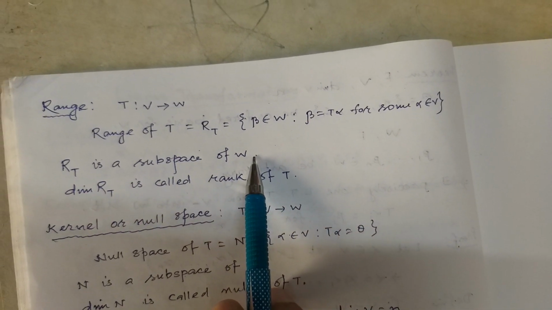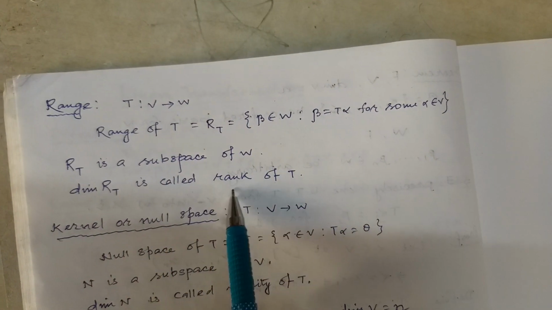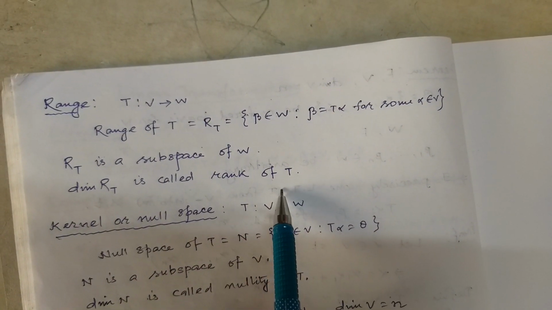It is your homework. And the dimension of the range of T is called the rank of T.